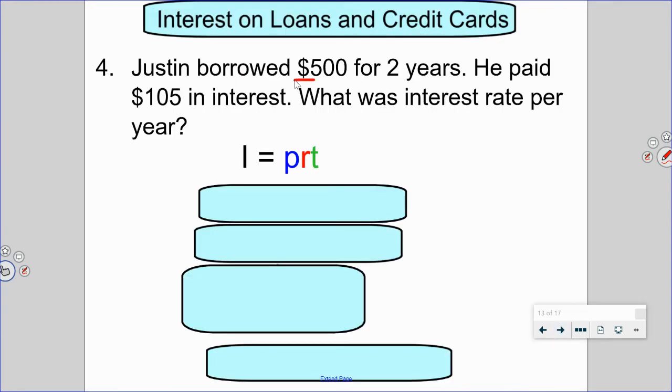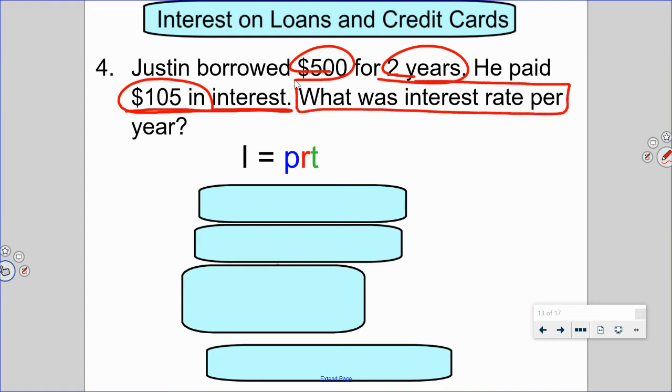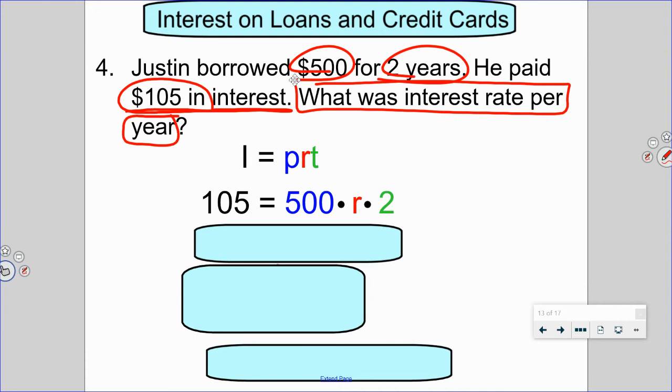Justin borrowed $500 for 2 years and paid $105. Oh, hello, this is interest. The question is not how much interest. The question is what is the rate? Therefore, when we substitute in the numbers, check out what we got. It tells us how much interest is paid. It tells us the principal, and it tells us the time. What we don't have is the rate. So this becomes an equation, ladies and gents, that must be solved.